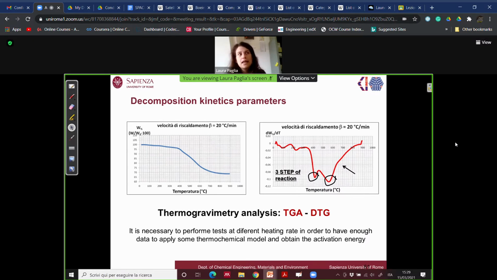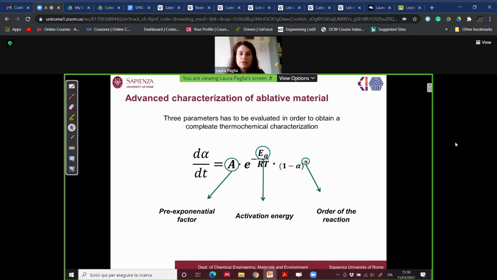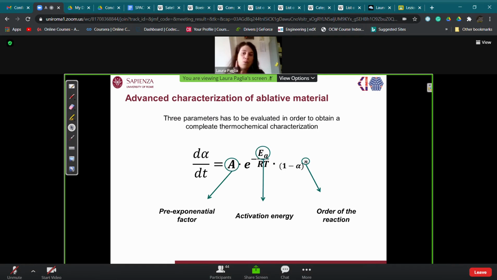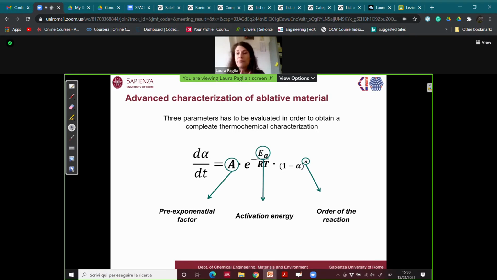It is very meaningful because this variation means that I do not have a single reaction. The pyrolysis reaction of a phenolic resin does not happen in a single step, but we have at least 2 or 3 steps of reaction. And this will be very, very important, because this means that the 3 parameters that you look at here cannot be evaluated once, but have to be evaluated for each step of reaction.